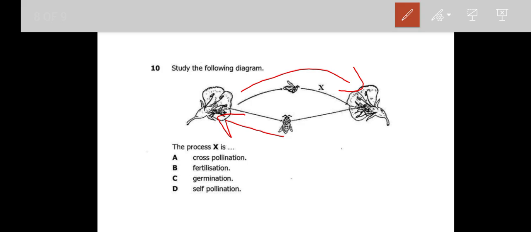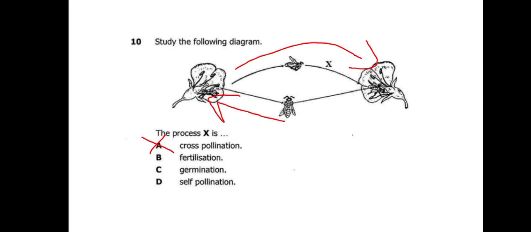And I said if the pollen grains are transferred from the anther of one flower to the stigma of another flower, then that type of pollination is known as cross-pollination. So we can see this insect is flying from one flower to the other flower. Then this type of pollination is cross-pollination. So meaning A is our answer. We proceed.